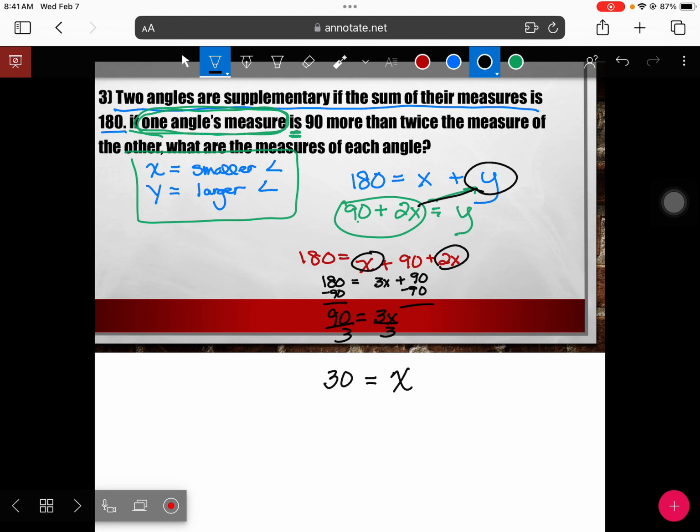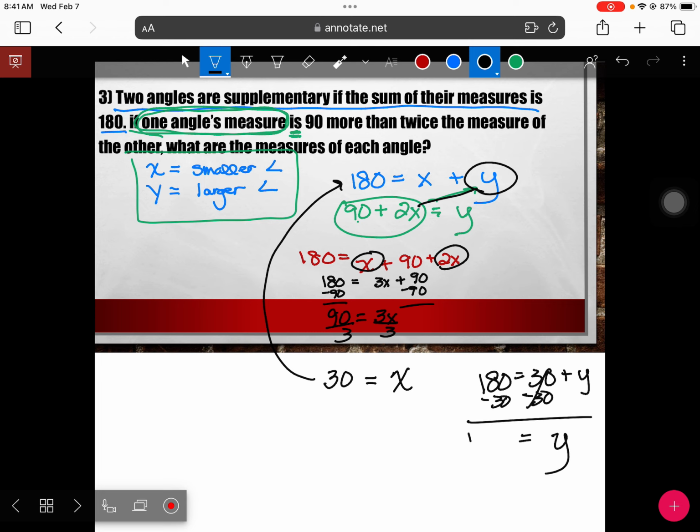So the smaller angle is 30, and substitute that probably in whichever one seems simpler, which for me would be the top one. 180 equals x, which is 30 plus y. Subtract 30. So y is equal to 150. What are the measures of the angle? X is equal to 30 degrees. Yes, you should label it. And y is equal to 150 degrees. Any questions on that? Okay.